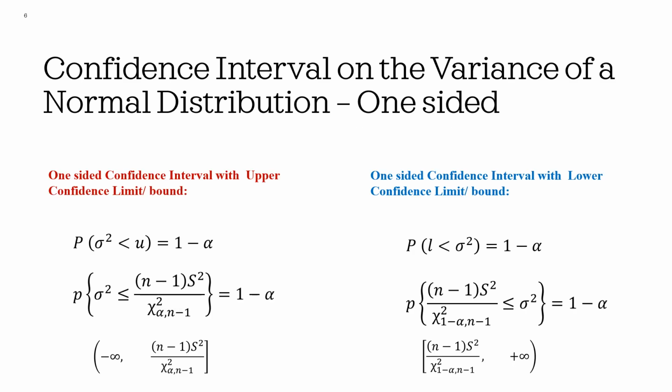We can also define one-sided confidence intervals on the population variance. These intervals only bound the variance on one side, either the upper bound or the lower bound. You can see the formulas for the two one-sided confidence intervals on the population variance here.